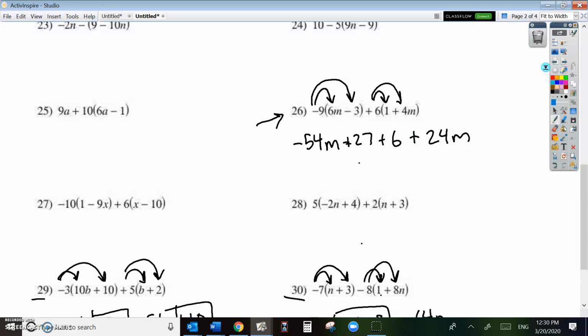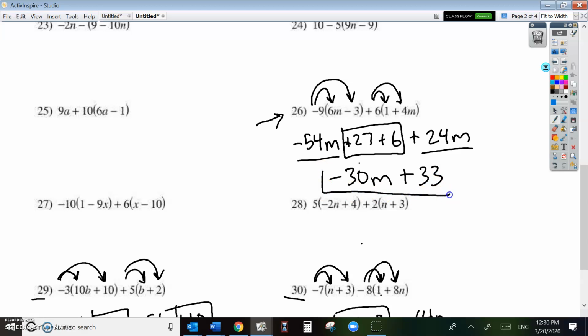Now combine your minus 54m with your plus 24m. Different signs subtract. Take the sign of the larger number. So 54 minus 24 is 30, but keep it negative. And then these two can be combined because they are constant terms. There is no letter next to those numbers. They're just numbers. So that's 33. And this is your final answer.